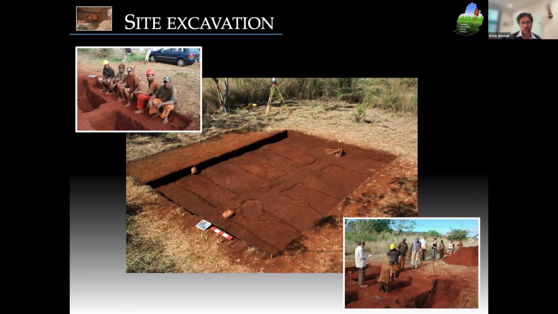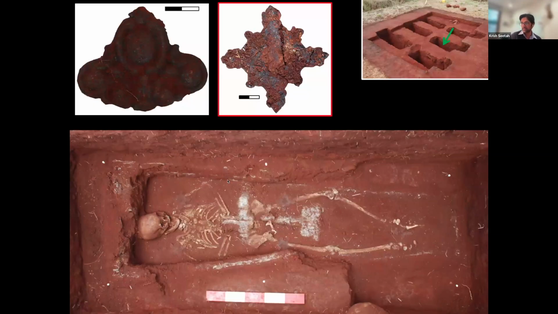I very quickly want to show you some of the artifacts from there. These are the types of artifacts that are coming out. But what we've come to understand is that while many of the individuals buried here are indentured laborers, some of them are not, because there was wealth associated. These were embossed decorations on the coffins themselves.